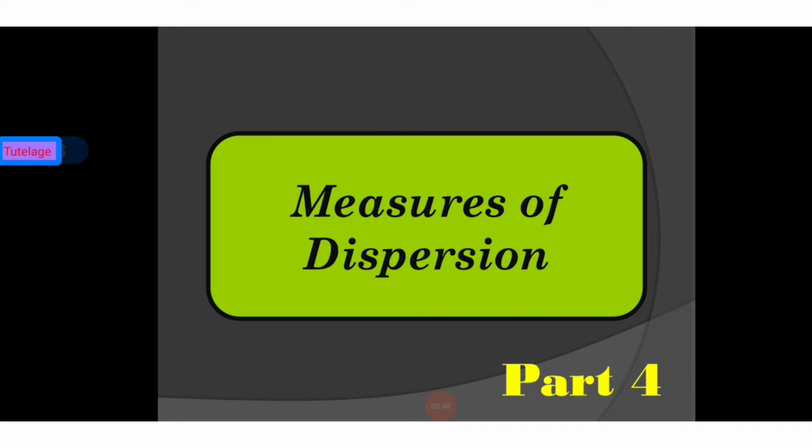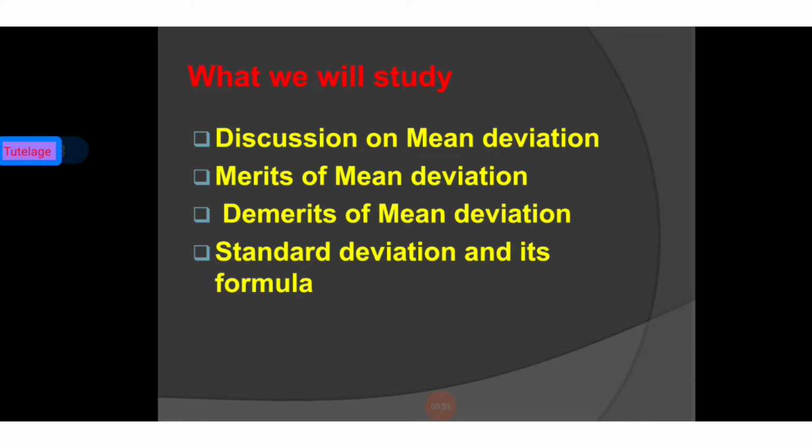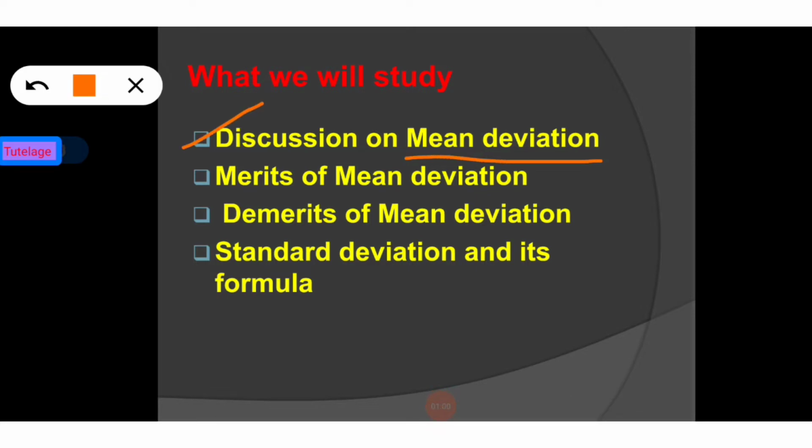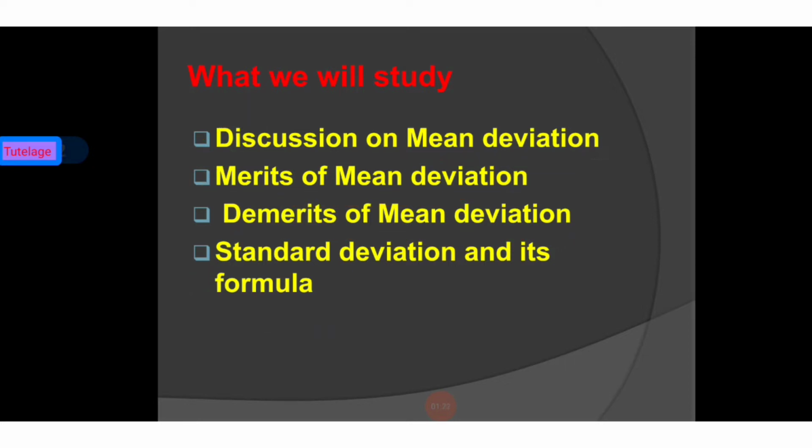Learner, now move on to the next slide, and here we can see some topics we will study today. First topic is discussion on mean deviation. Second one is merits of mean deviation, demerits of mean deviation, and standard deviation and its formula. So basically, we will discuss mean deviation and standard deviation and their formula and merits and demerits of mean deviation. Okay, so learner, let's get started and move on to the main slide.